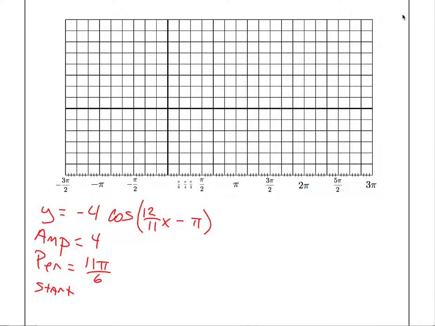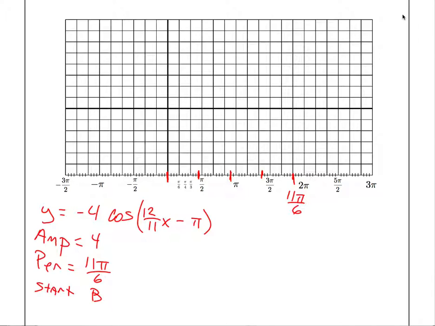Okay, and where would it start? On the bottom. All right, so at this point, I want to go figure out where my period is. How far do I need to go to get to 11 pi over 6? 11 spaces. So 11 spaces, that right there is 11 pi over 6. So half of 11 is 5.5. Half of 5.5? 2 and 3/4. So 2 3/4 would be there.